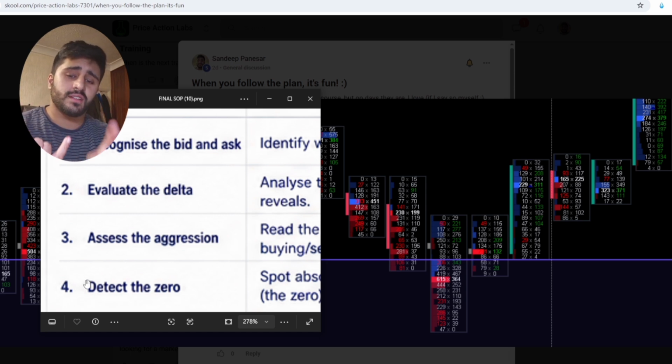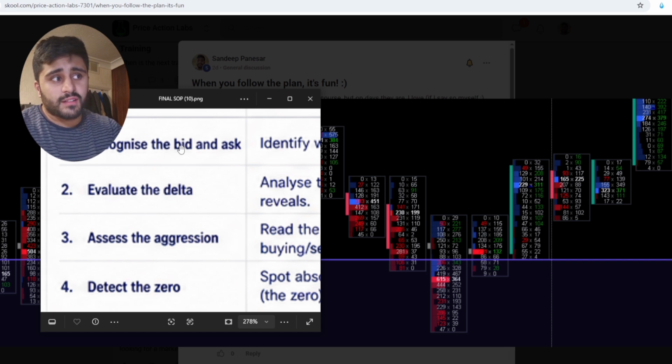You're not trying to predict it or guess it or gamble off it or use indicators. Throw all of that in the bin. All you want to do is read the price action. It's very simple. The first thing is you want to recognize what the bid and ask actually is. It doesn't matter if you've been trading order flow for 10 years. It's very useful, in my opinion, to remind yourself every session of what reading price action means or what it does.